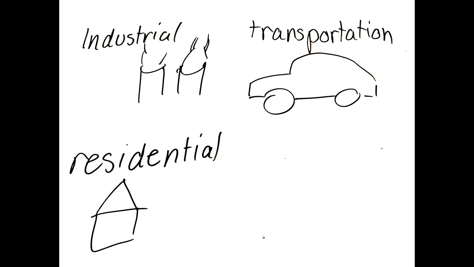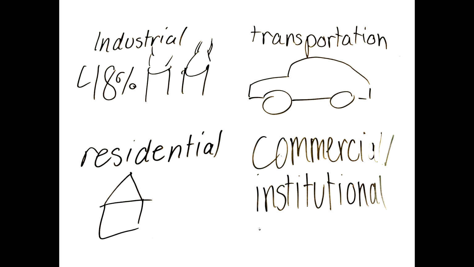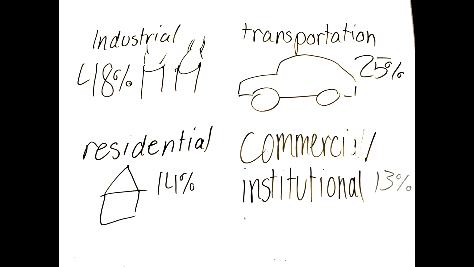Energy in Canada is used in 4 sectors: industrial, transportational, residential, and commercial. Current energy demand for each sector is 40% industrial, 25% transportational, 14% residential, and 13% commercial.